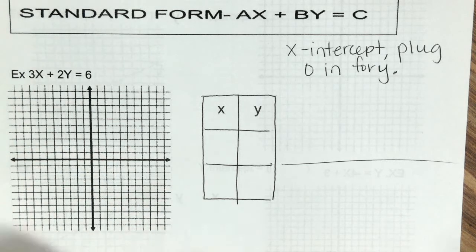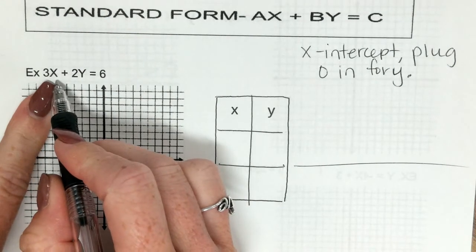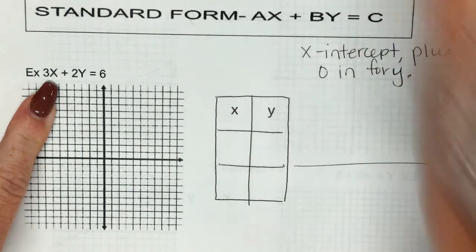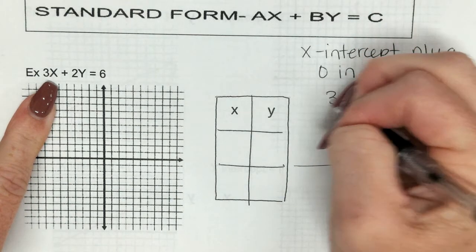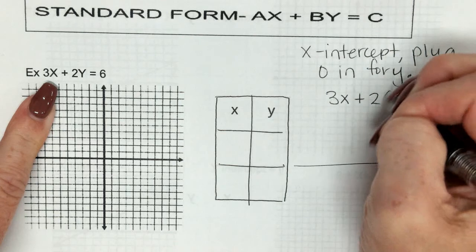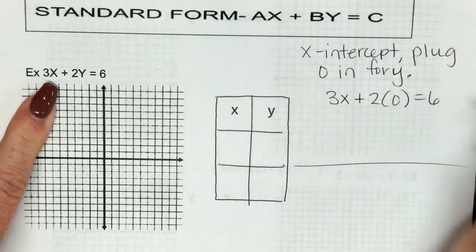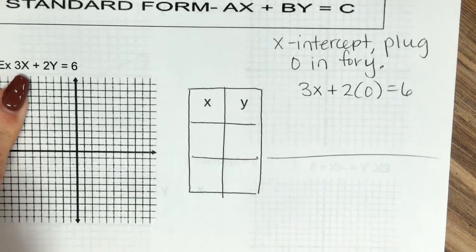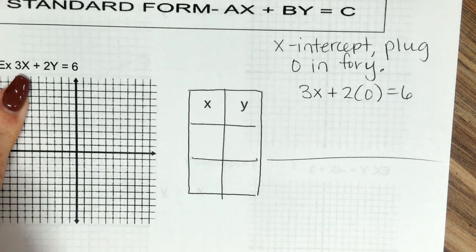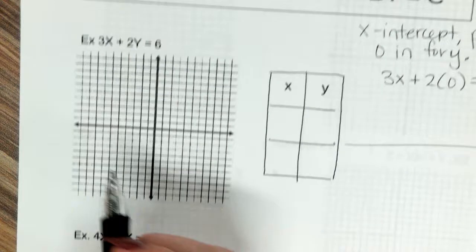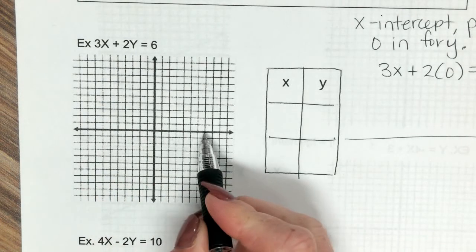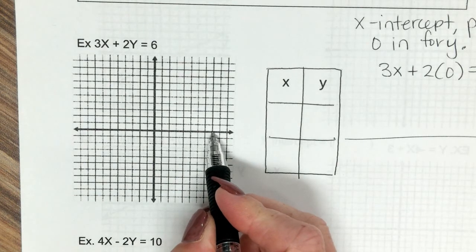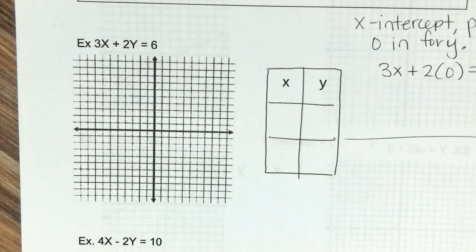All right, so let's do it. Here's the equation. Y'all see it? What am I going to plug 0 in for? Y. So I have 3x plus 2 times 0 equals 6. I feel like some of you have no idea why I just used a 0. So I'm going to explain it again. If I put a dot anywhere on the x-axis, what will the value of y be? 0. Do y'all see it? Okay, so that's why I'm plugging in 0 for y.